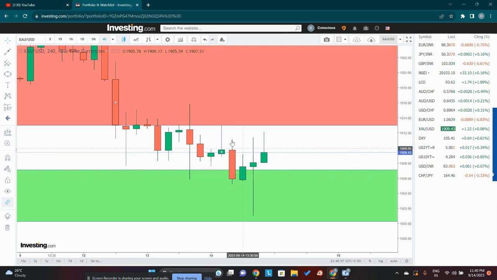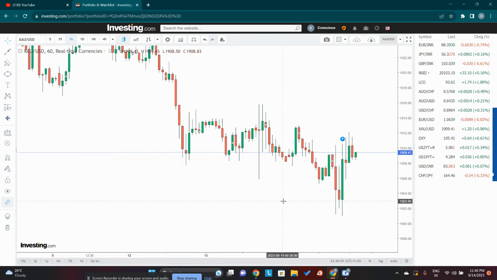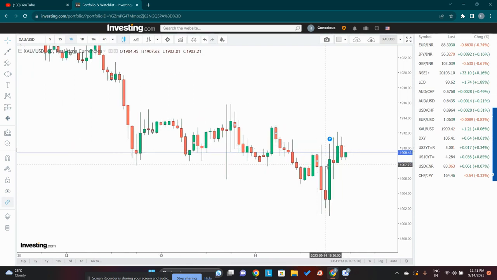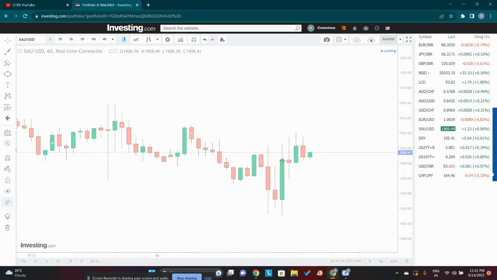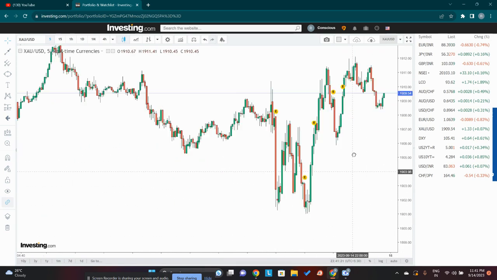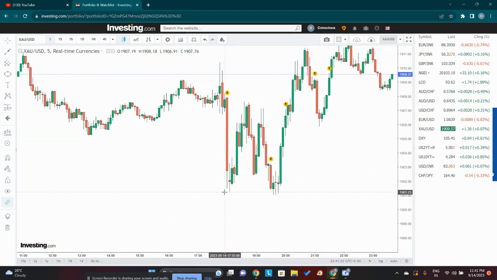Just before the news came, I'll shift to the hourly chart. Just before the news came on gold, you can see we were facing selling pressure, and gold made a high of 1910.34. Immediately after the news came, gold fell to almost the 1901 level. On a smaller time frame, this was the fall caused in gold due to news.